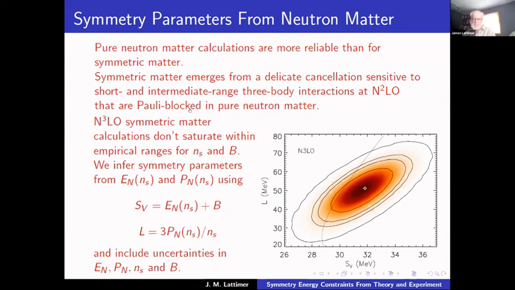And furthermore, the N3LO symmetric matter calculations aren't able yet to saturate within the empirical ranges for ns and B, for example. So instead, we take the empirical values for ns and B and then infer the symmetry parameters by simply using these relationships, and then include the appropriate uncertainties in the N3LO calculations of energy and pressure and the empirical uncertainties in the saturation density and the binding energy. And from that, we establish this correlation between L and SV.